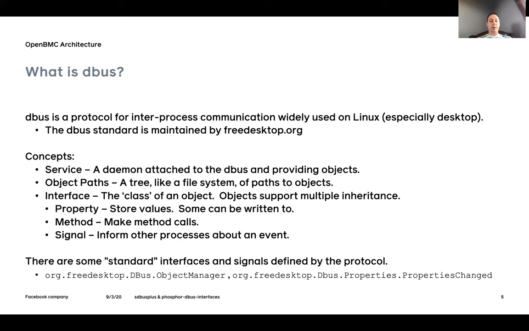Within dbus itself, there are some interfaces that are defined by the standard or by the protocol. I just gave two examples here: ObjectManager and Properties are two example interfaces. And within those interfaces there are methods, properties, and signals. For instance, the org.freedesktop.DBus.Properties PropertiesChanged signal is a signal that gets emitted on the dbus whenever a property changes.